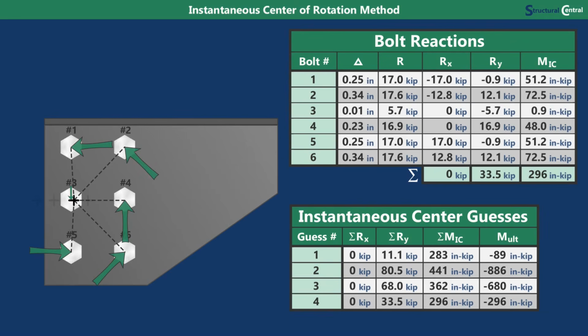Once the applied moment and the moment from the bolt group reactions result in equilibrium, the instantaneous center location guess is correct, and so the bolt reactions you calculated for that location will be the forces in the bolts when the ultimate load is applied.